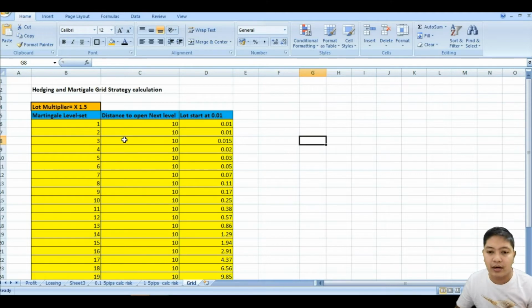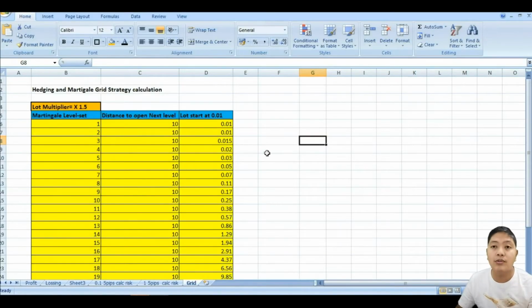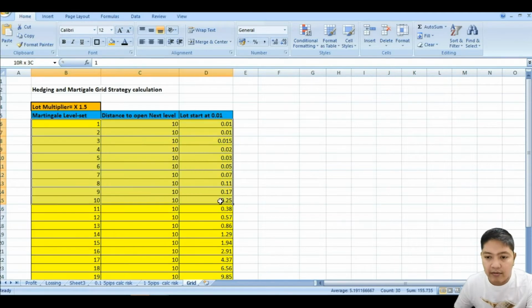So this is the thing here. Since your distance level here, this is the distance here, and your lot multiplier, you must know how to calculate this in order for you to survive in the market using this hedging and martingale strategy. So we are using these 10 levels here, right?